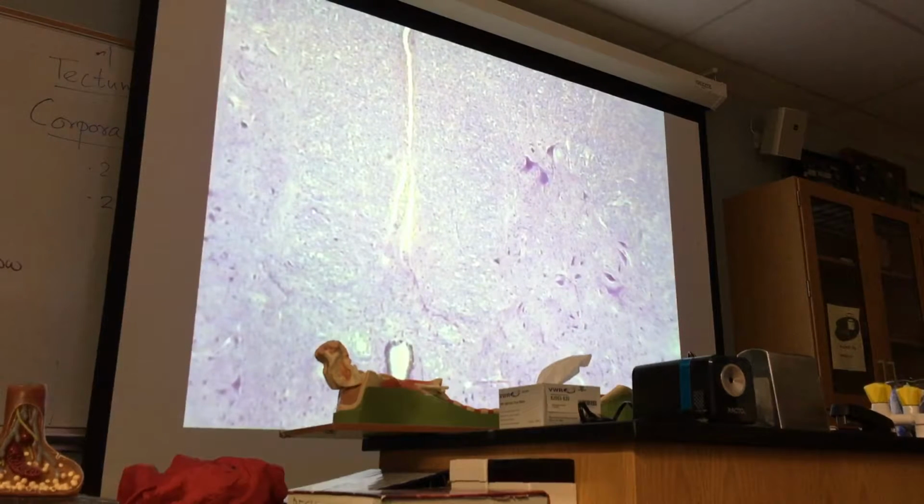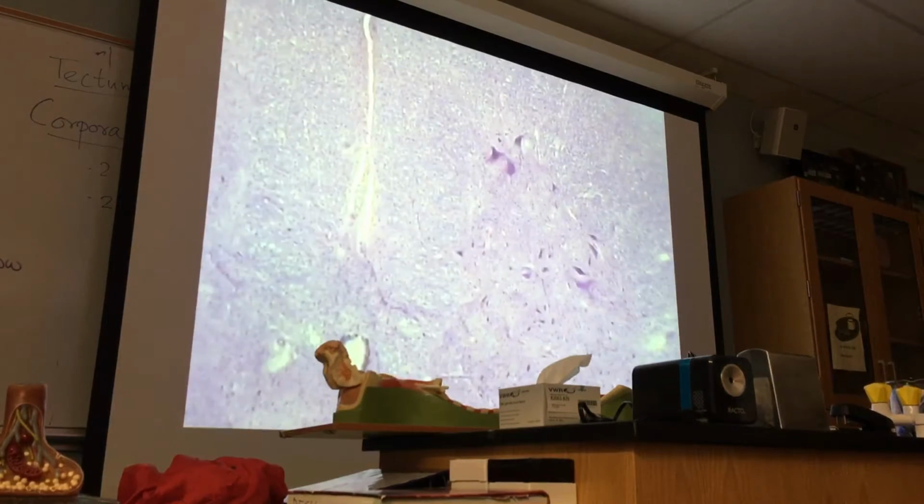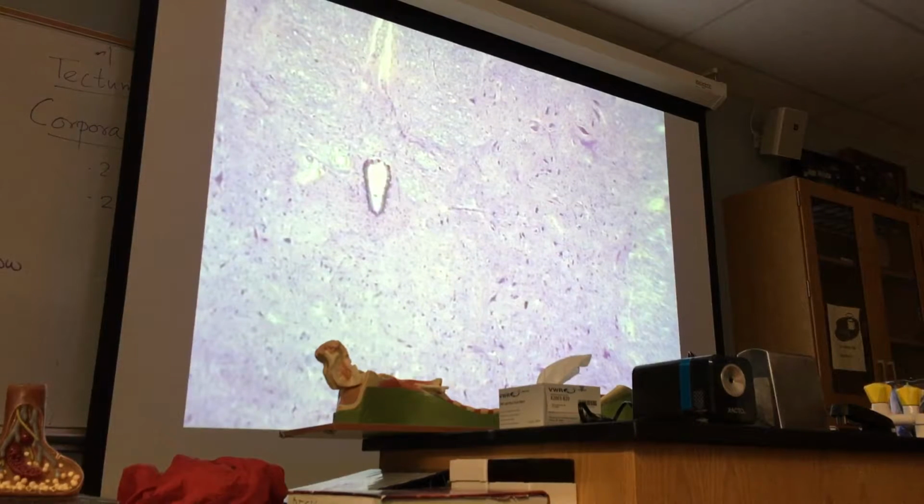So that's why this is called the anterior or ventral white column. This is called the anterior or ventral horn of gray matter. This is the center, and this is the central canal. There are so many features. Central canal of spinal cord.